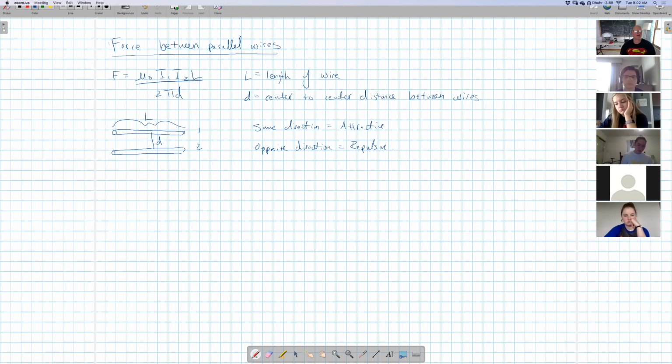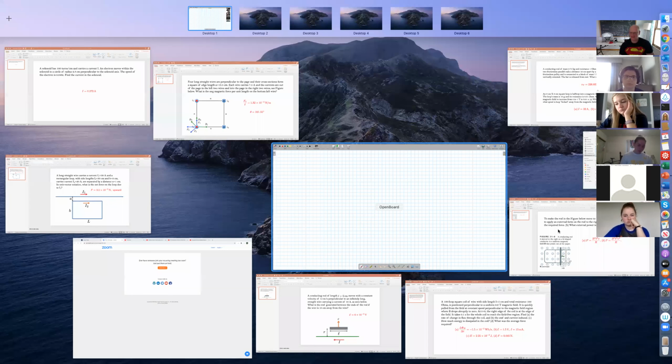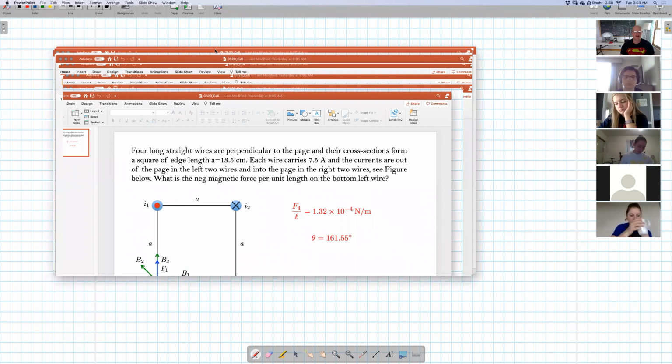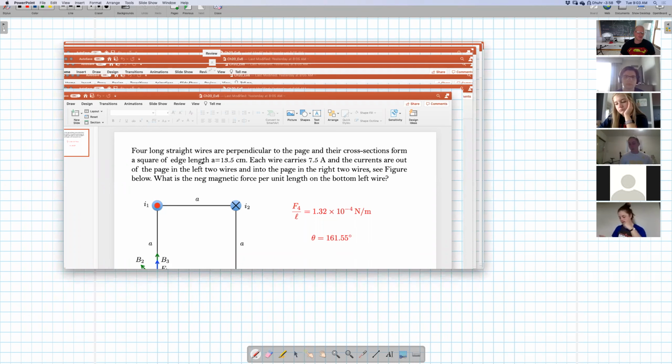We've done one example, but let's do another. In this example, we have four wires in a configuration of a square, where the two wires on the left have current running out, towards us, and the two wires on the right are running in. They each carry the same current, 7.5 amps. The distance between the wires, A, is 13.5 centimeters. What we want to know is, on this bottom wire, which I'm calling the fourth one, what is the net force?